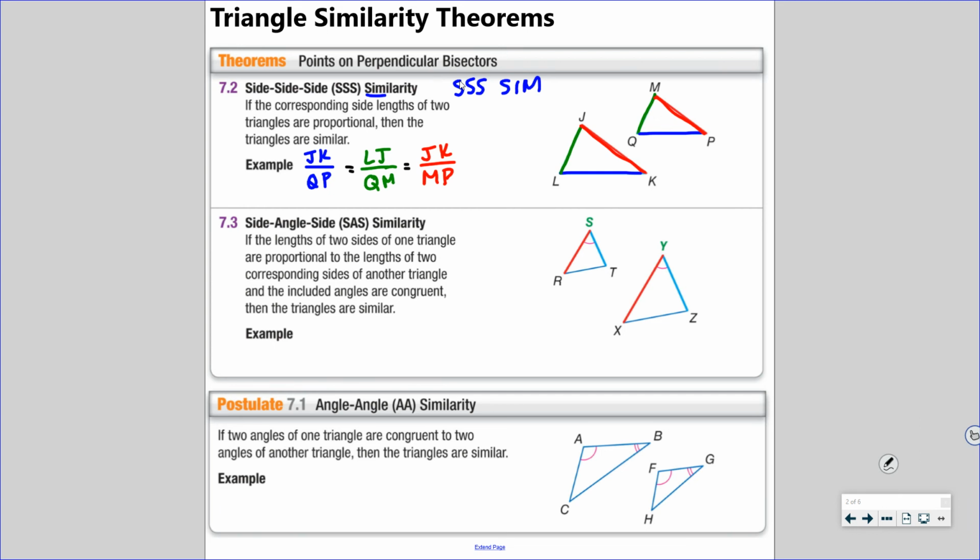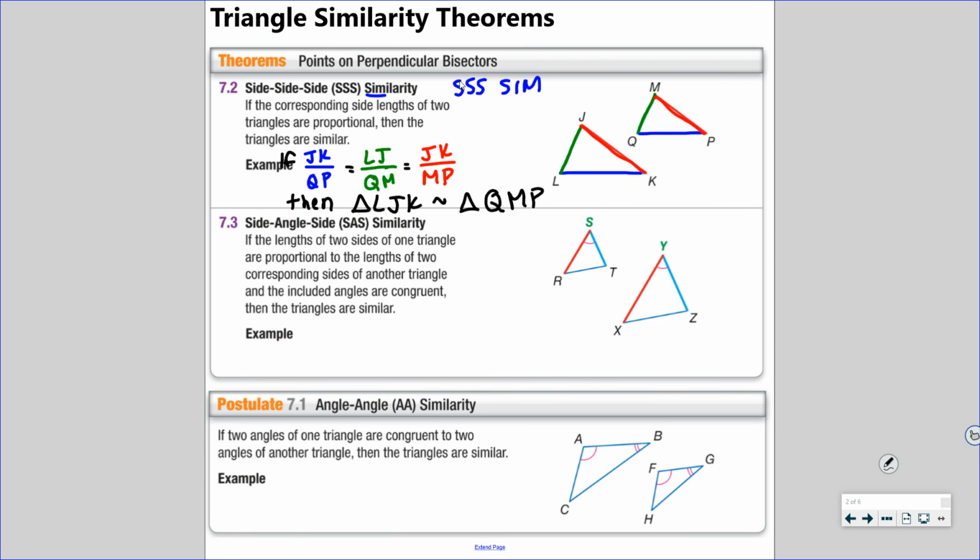then we know the triangles are similar. So if this, I should have put if here, then triangle LJK is similar to, not congruent, is similar to triangle QMP. Okay, now we did that technically in 7.2. If we wanted to check if any polygon was similar, we had to check the ratio or the scale factor of all the sides. So it's really not new, but there's a theorem for it with triangles.